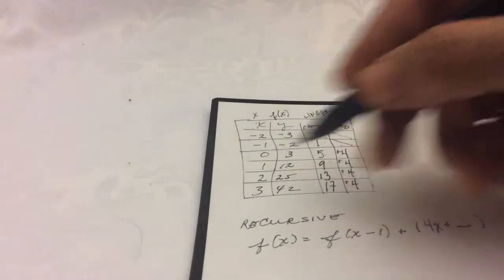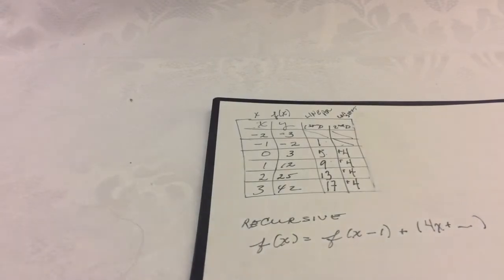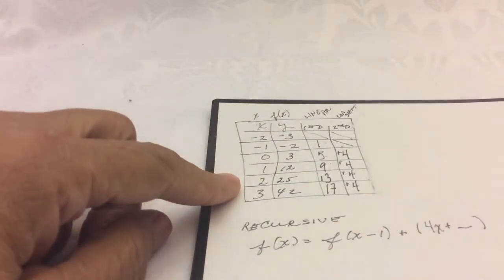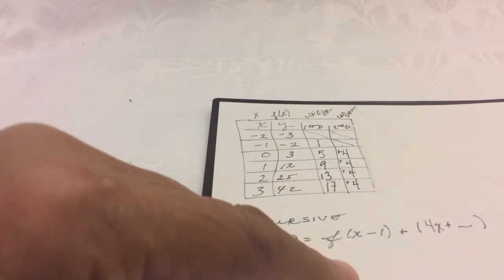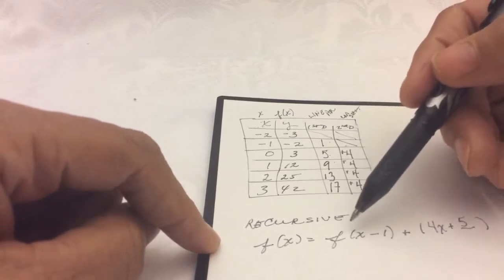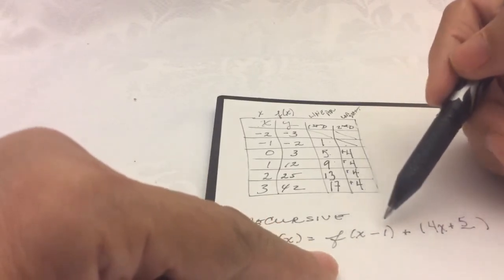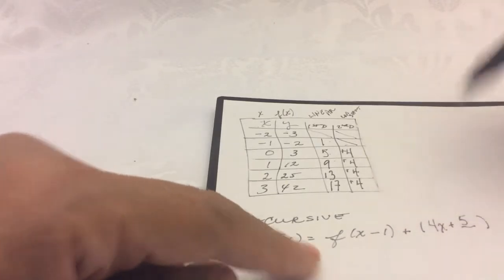Let's check with another number. Let's check with f of 2. So f of 2 is going to give us 4 times 2 plus some number, and f of 2 for our linear value is going to give us 13. And 4 times 2 is 8, and 8 plus some number gives us 13, and that's going to be 5. So notice that the number that we add to our 4x is going to be 5. And that's going to be our recursive equation. F of x is going to be our previous term plus 4x plus 5.